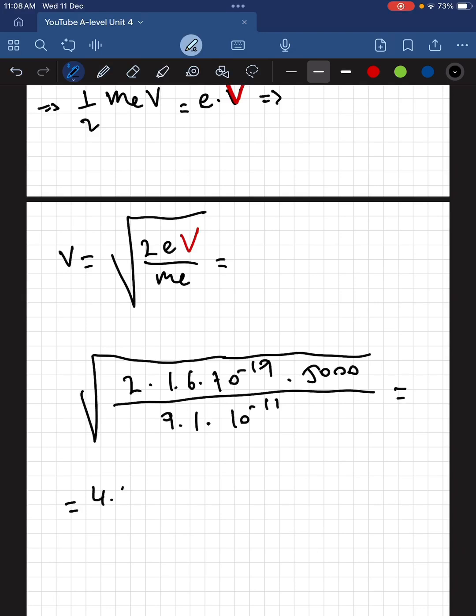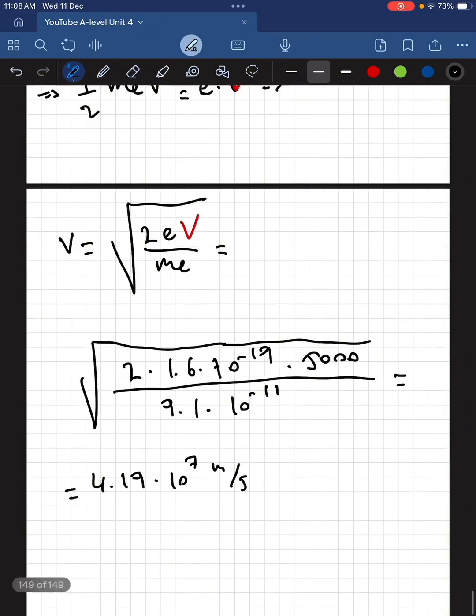This gives me 4.19 times 10 to the 7 meters per second. That's really fast. That's like 10% the speed of light, actually. Okay, about that. So these electron guns give electrons a lot of energy.